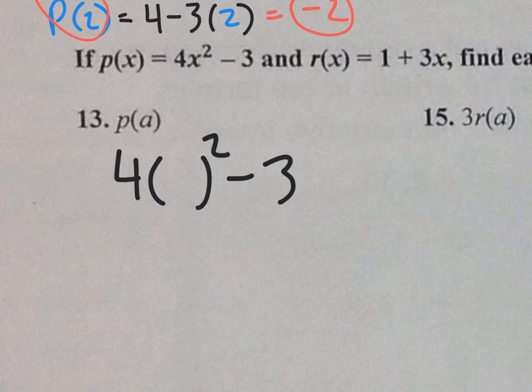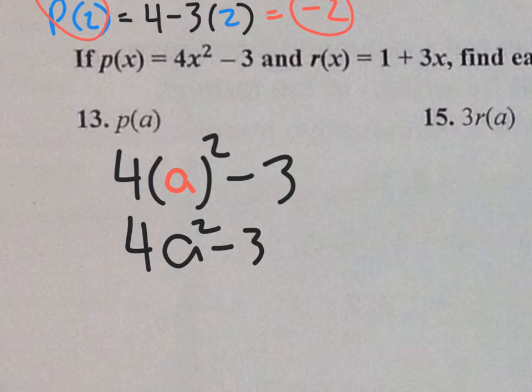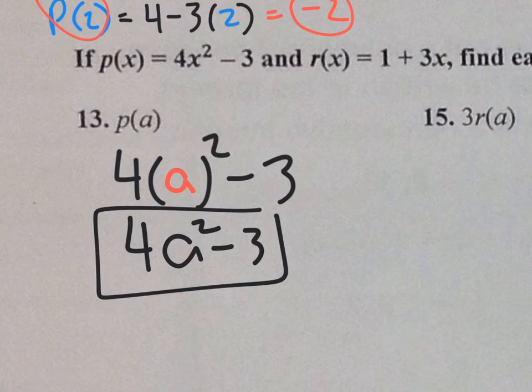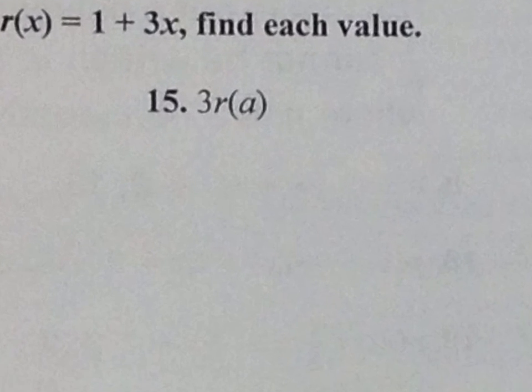That's always a great idea to do, because even if it said P of 5, you still have to do this and plug in a 5. But right here you have P of A, so what are we going to plug in instead of 5? A. And then you do any math possible. What is A squared? A squared is A squared. So 4A squared minus 3, that's it. You're done.